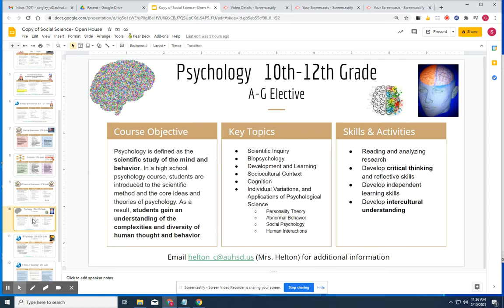Besides those classes, we have some electives in the social science department. So psychology is a 10th through 12th grade elective. College prep psychology is an A through G elective that explores the complexity of human behavior. Students will learn key approaches to understanding behavior, such as biological, cognitive, and social approaches. They will apply these approaches to specific areas of study. These include personality theory, abnormal psychology, and human relationships and social interactions.